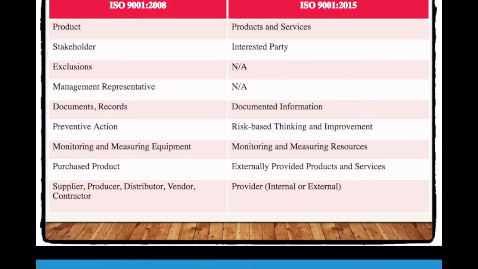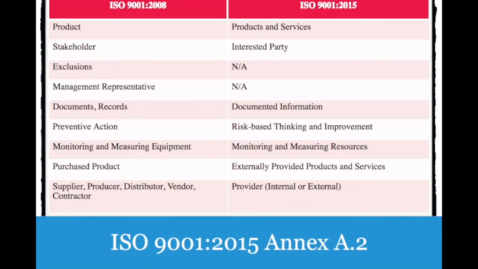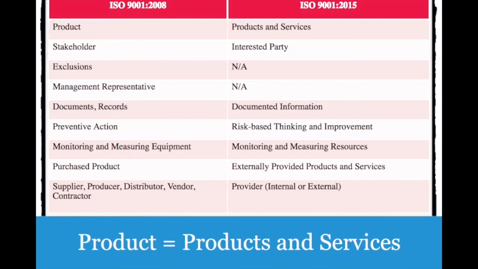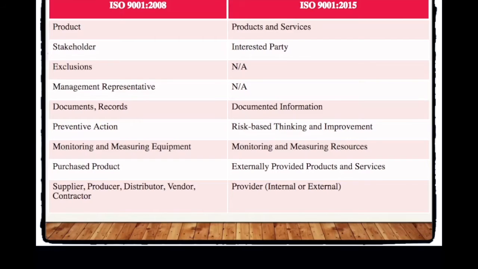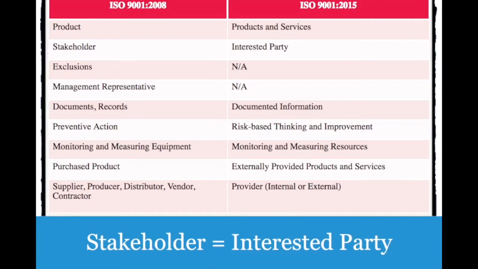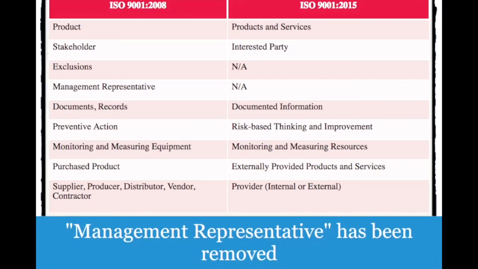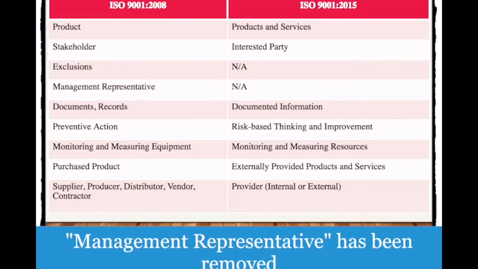The ISO 9001-2008 standard used the term product to explain the output of a company or process. The 2015 standard uses product and services. The term stakeholder has been replaced with interested party. Another change is the elimination of management representative.